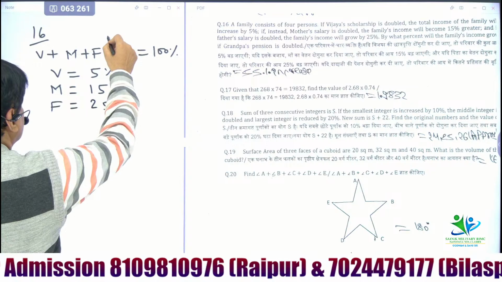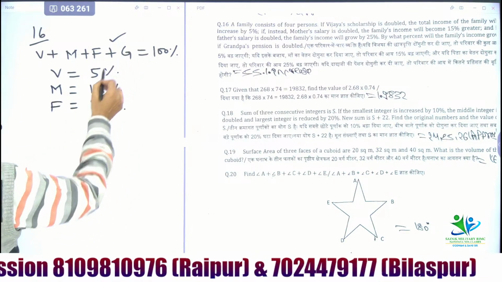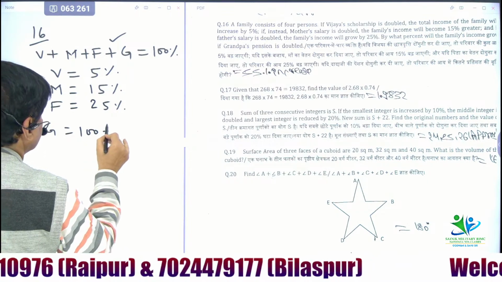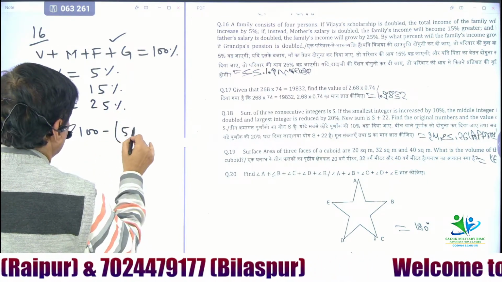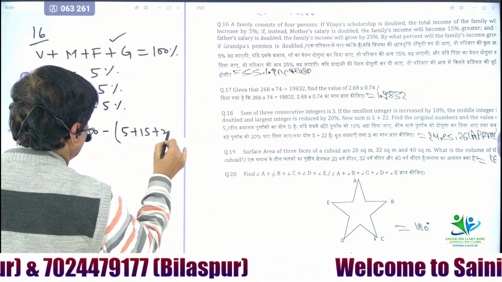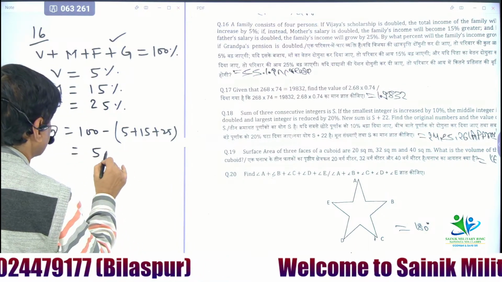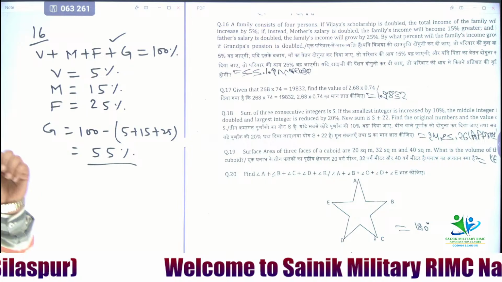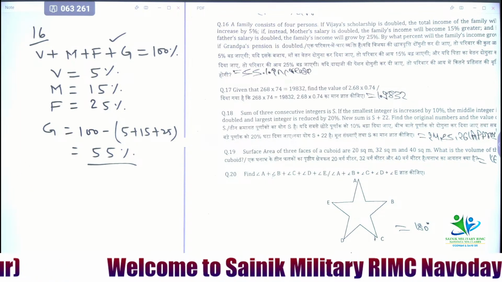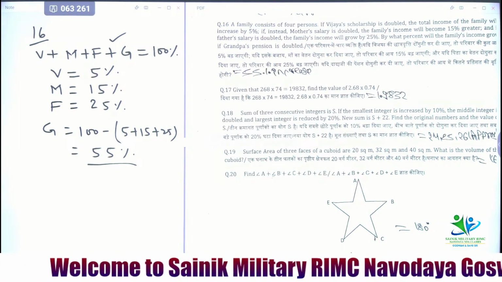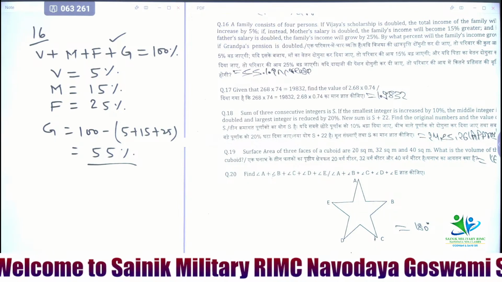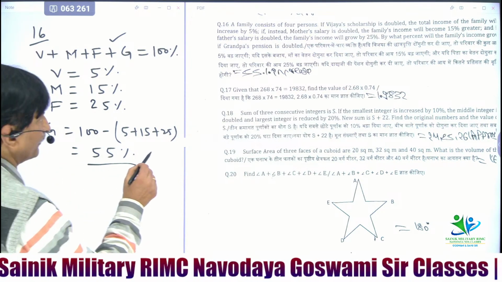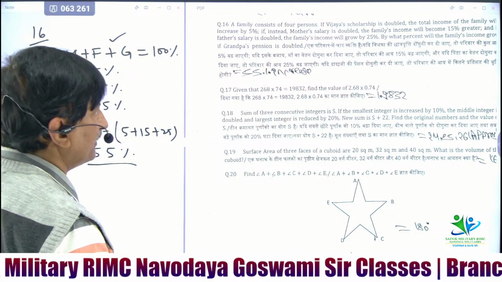And using this, you get the contribution of the grandfather, that is 100 minus the sum of these 3, 5 plus 15 plus 25, that is 55%. Contribution of grandfather's pension in the income is 55%. That means if pension is doubled, then the family income will be increased by 55%. Therefore, the answer of this question is 55%.